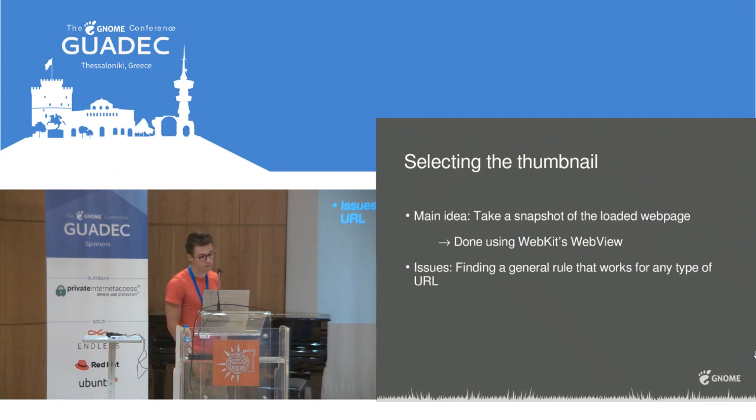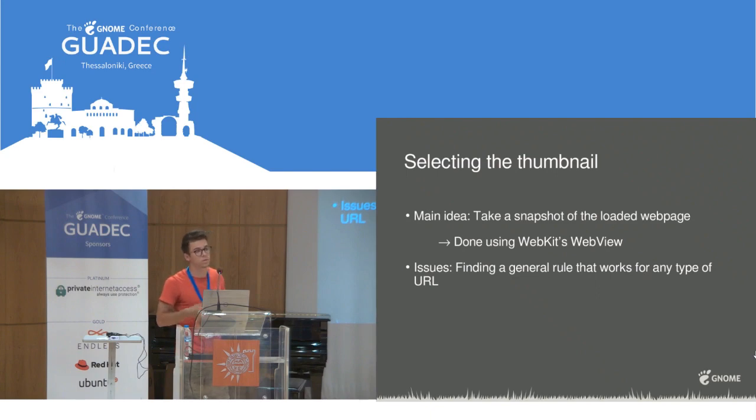We used WebKit. The web view had a function that returned a surface, and then we would write it to a PNG. At first we tried it, and it worked pretty fine for any type of web pages. But the problem was with the images, because we would create a web view large enough to capture the entire web page. We would get a snapshot of it, and then we would resize it to a thumbnail size.